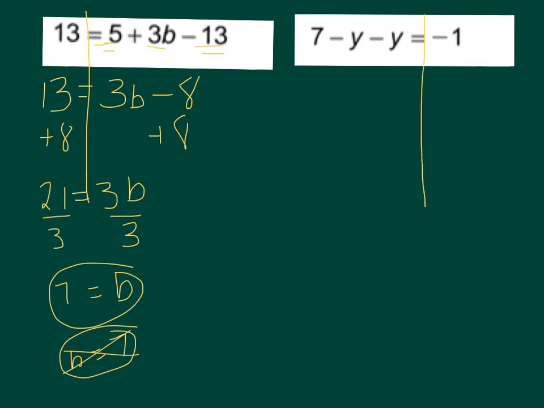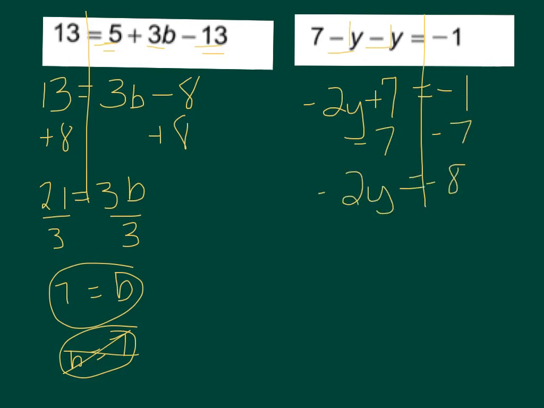All right, next one. I'm going to bring down this negative 1. My equals. I have 7. And then I have negative y minus y, which is negative 2y. And then the 7's positive. Remember these are ones here. So negative y minus y, negative 2y. So let's get rid of the 7 first by subtracting. So negative 2y equals negative 8. Divide by negative 2, and y equals 4.